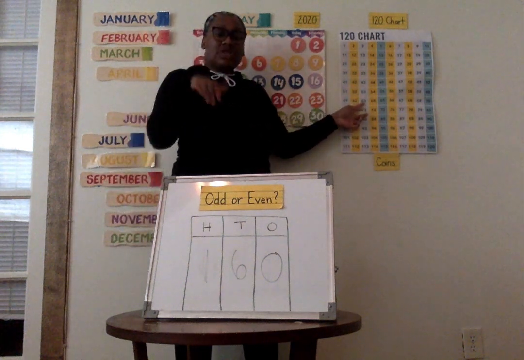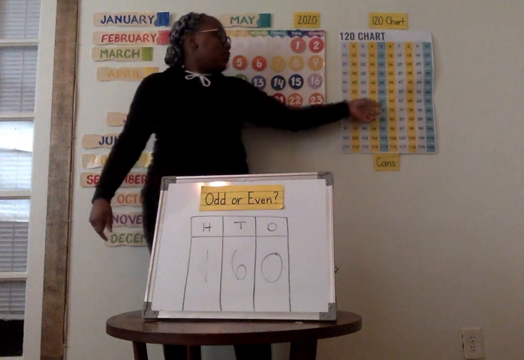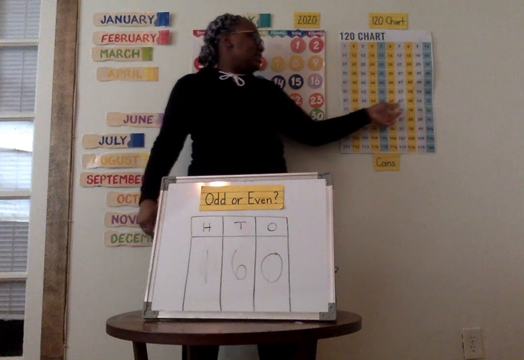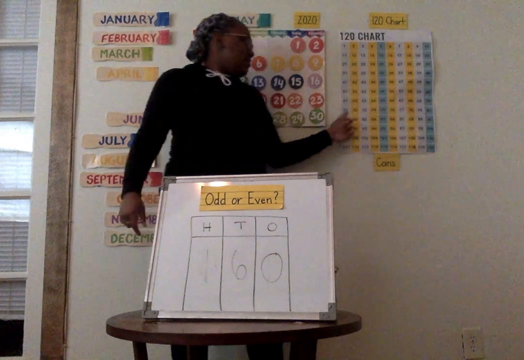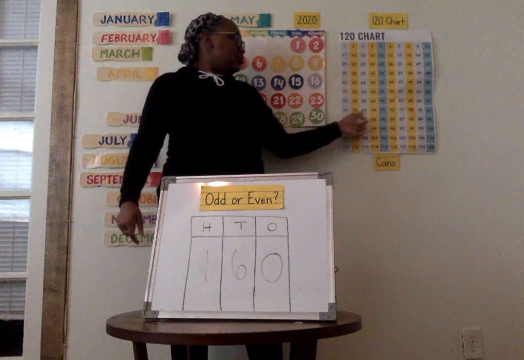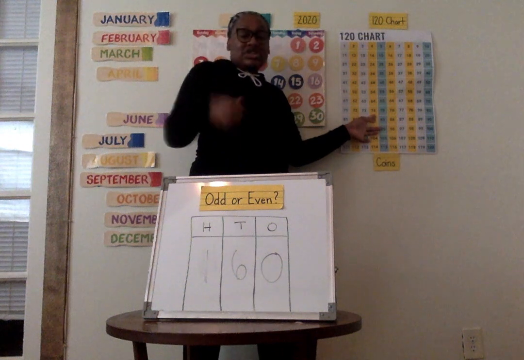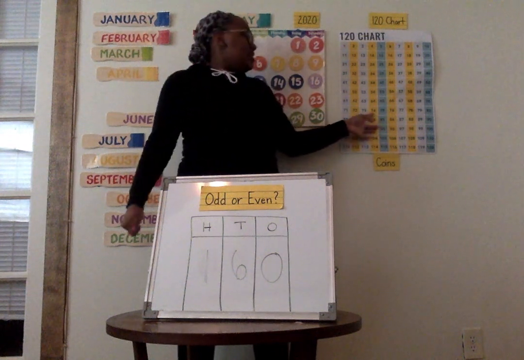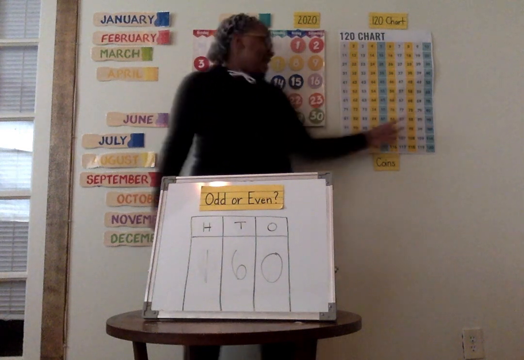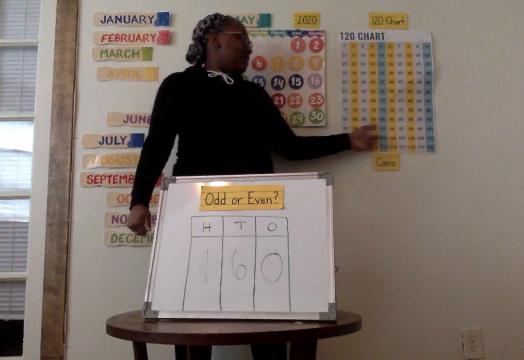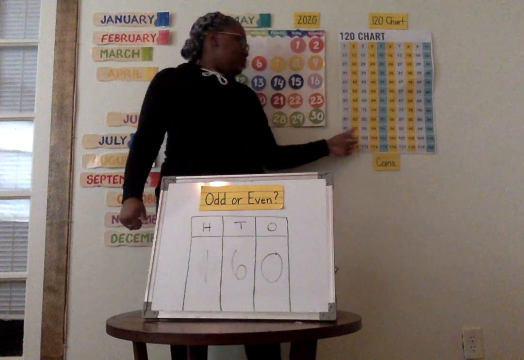Stop. Switch. Count up by ones. 63, 64, 65, 66, 67, 68, 69, 70, 71, 72, 73, 74. Stop. Switch. Count up by twos. 74, 76, 78, 80, 82, 84, 86, 88, 90, 92.